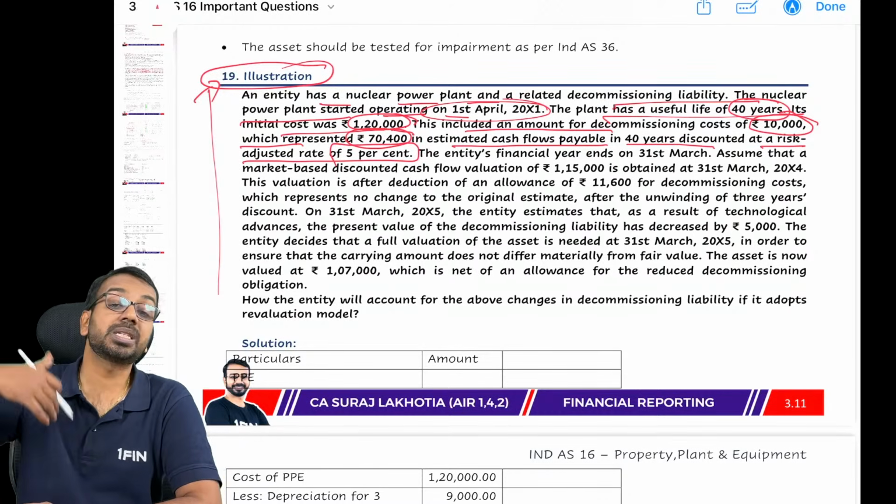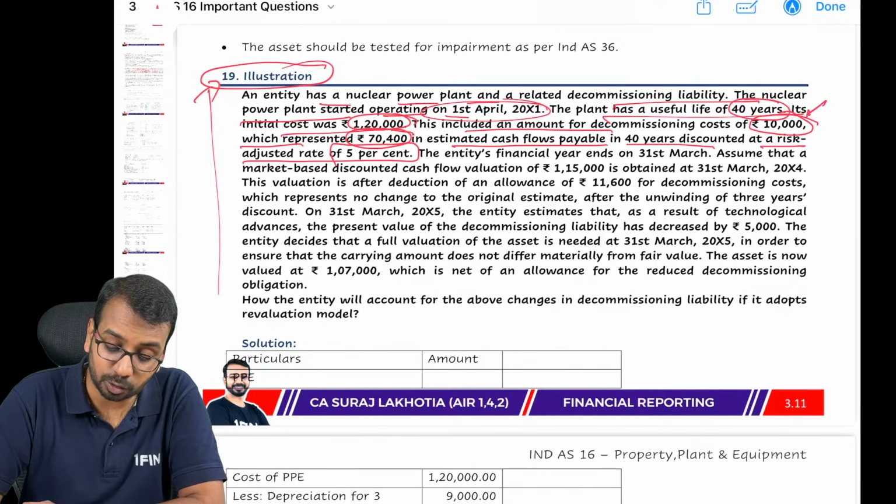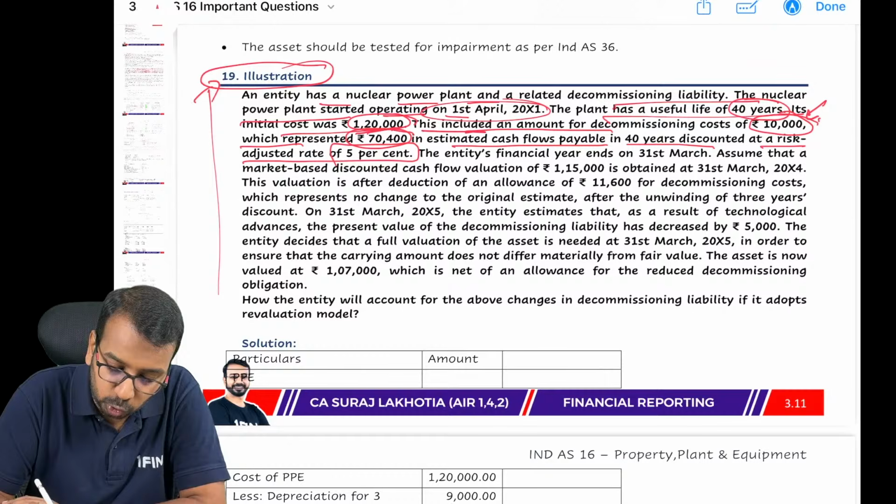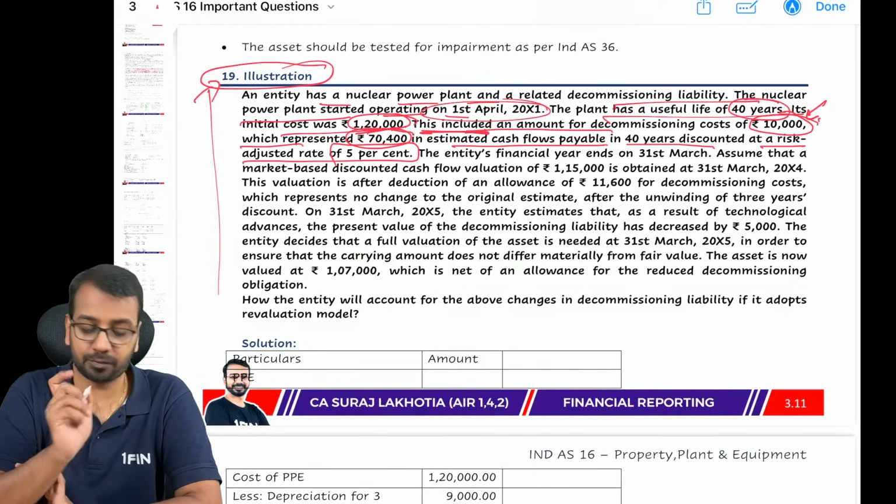So we need to pay 7,500. Present value is how much? 10,000, already included here. Okay, see this included. Please read the question carefully.